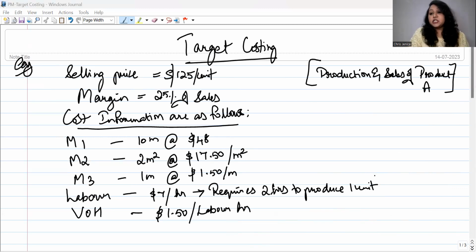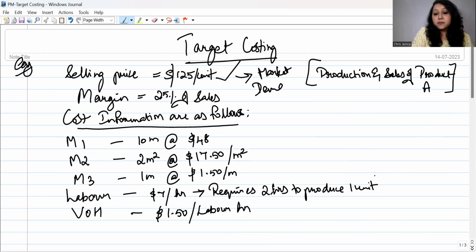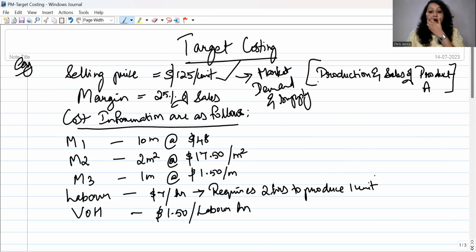So this is going to be production and sales of product A, for example. So the selling price is $125 per unit. So how have we arrived at this 125 per unit? This is based on the market demand and supply. So based on the market conditions, we have arrived at the selling price of the product. So this is going to be 125 per unit, which means if you're going to produce this product A, you are going to sell it at $125 per unit in the market. So this is the selling price. This is the first step that we have arrived at. You have got your selling price now.